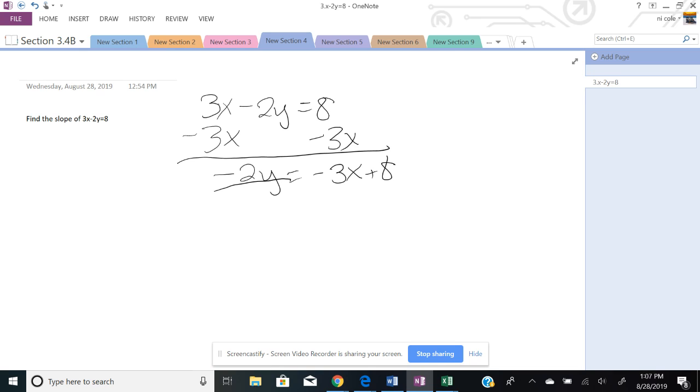Okay, now I need to get y by itself, so I'm going to divide by negative 2, divide by negative 2, and divide by negative 2. Note here I had to divide everything that way. So I have a negative and a negative, so that makes this a positive 3/2 x plus 4. So my m, or my slope, is equal to 3/2.